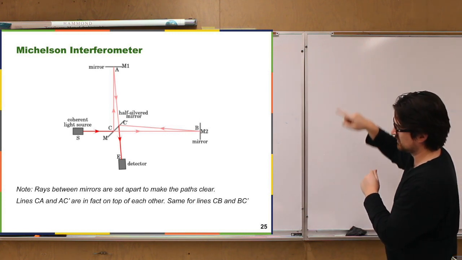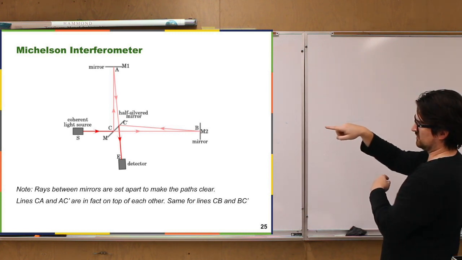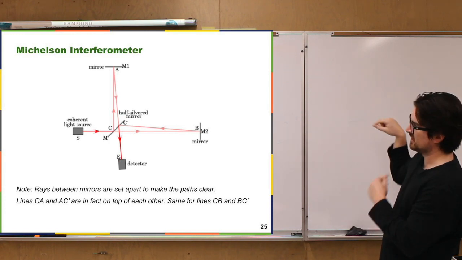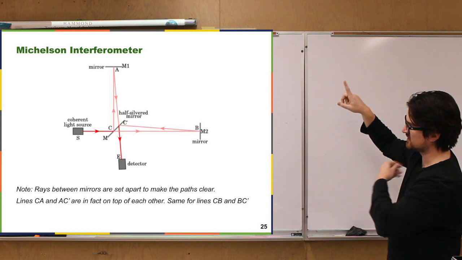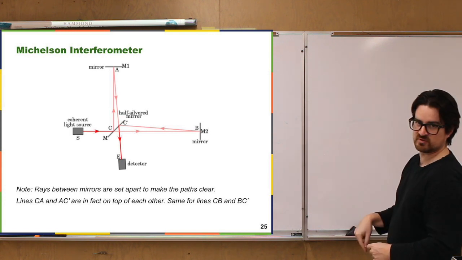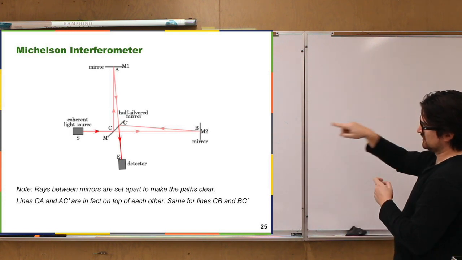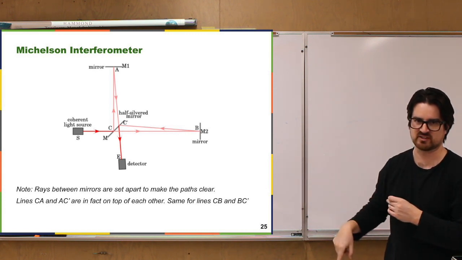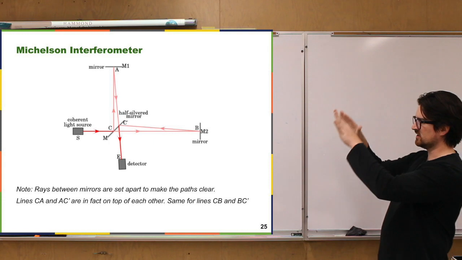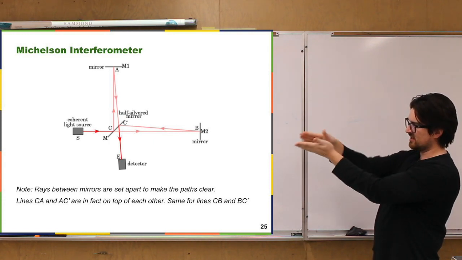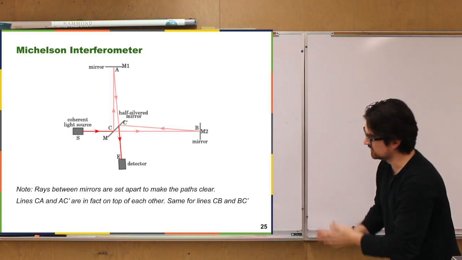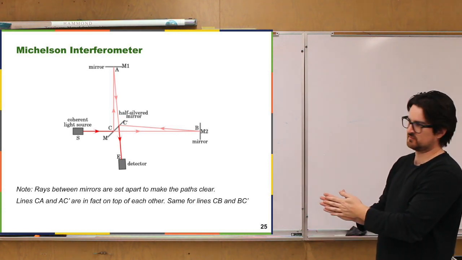Some goes up, comes back down. Some of the other half goes across, comes back to the half-silvered mirror. And when that top beam comes back down, some of it is going to go straight through the mirror. And when the beam from that second mirror on the side comes back, some of it is going to get reflected down. So in the end, the whole picture is that light comes from the source, gets split, goes through these different mirrors, comes back, and is directed to the detector.